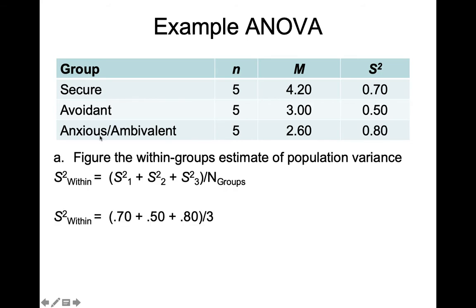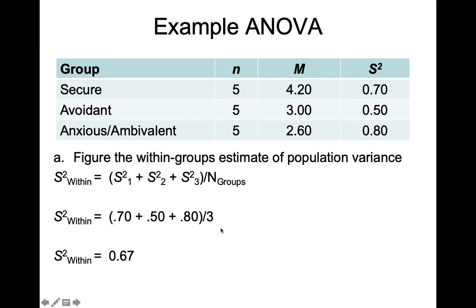Okay, so there we are. We got each estimate of population variance. We're going to add those together and divide by 3. So we get that our estimate of population variance figured using this within method is 0.67. You'll notice that this is nothing more than taking a simple average of the three estimates.